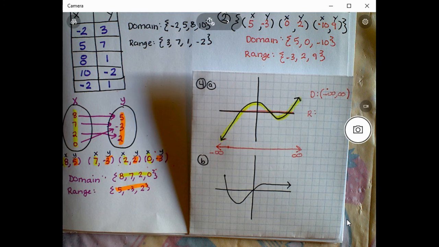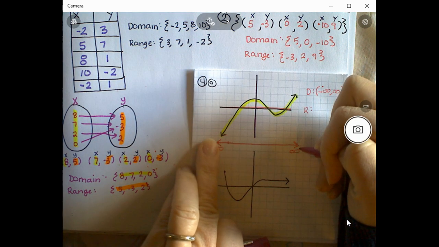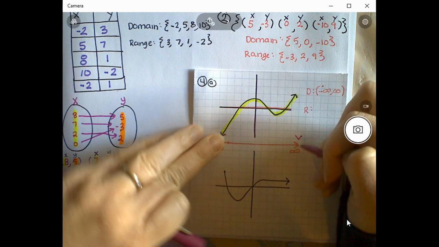The range is the y values. Remember, the y-axis is this axis. So we're going to go off to the side, and we're going to look from the bottom to the top. Well, where I first see the graph, there's an arrow. So I'm going to put an arrow. And then I'm going to keep looking.